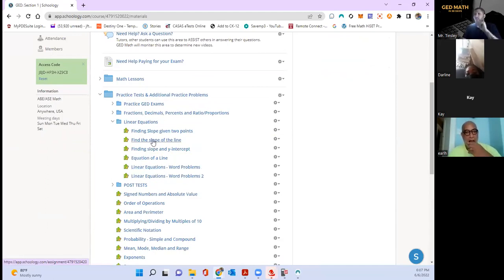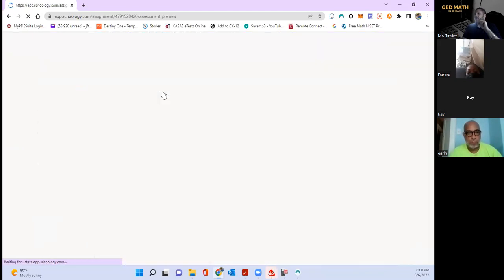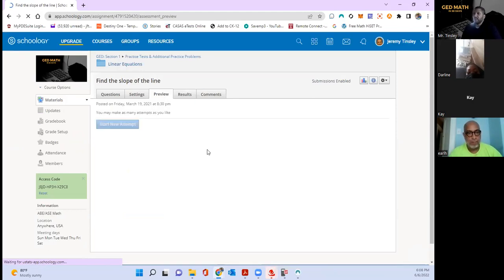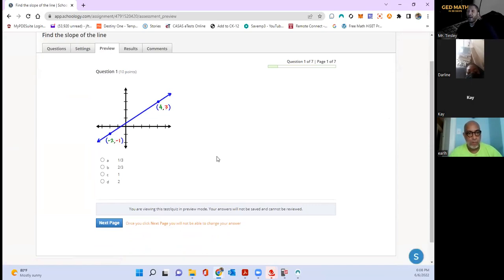So we're going to just find the slope of a line. And I would have to preview, of course. And let's start a new attempt. And this is all you would do. And this is what's available to you. So again, how do you find the slope given a graph? You could use y2 minus y1 over x2 minus x1, or you can use rise over run. Since I have 2 points, I'm going to use my rise.